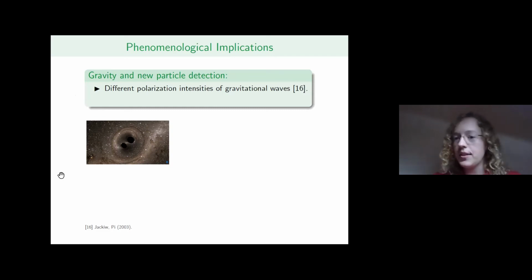But when we worked out how large these effects actually are, we realized that it's quite far away from the sensitivity of current gravitational wave detectors. So this is more interesting on an academic level, but not for experimental observations at the moment.